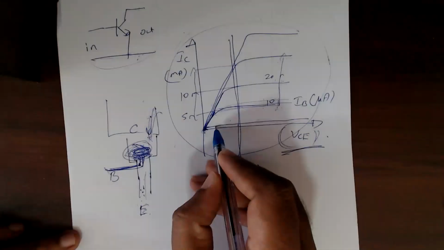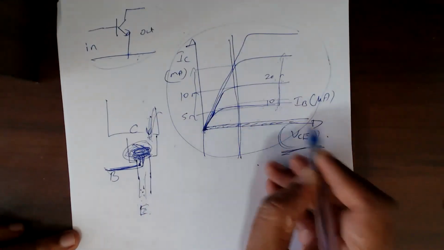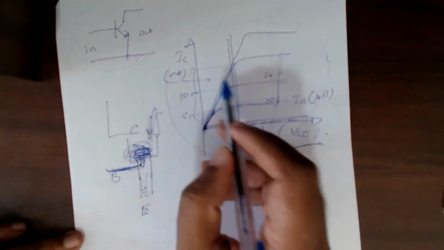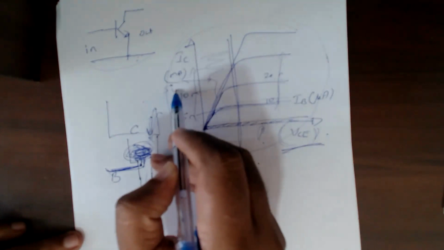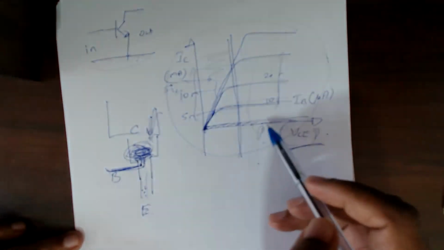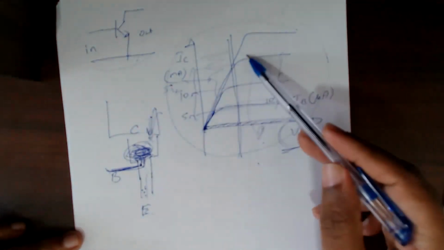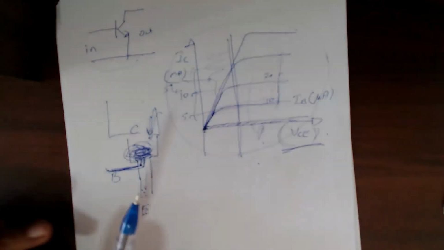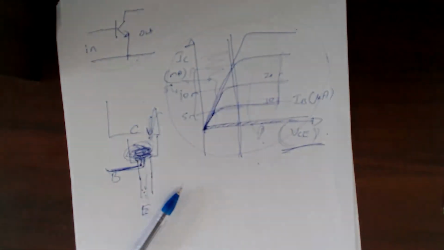So we have different names. This region where everything is closed is called the cutoff region. This region where everything is fully opened is called the saturated region. And this region where output is proportional to the input is called the linear region or the active region. Right? So those are the three regions in our output characteristic graph.